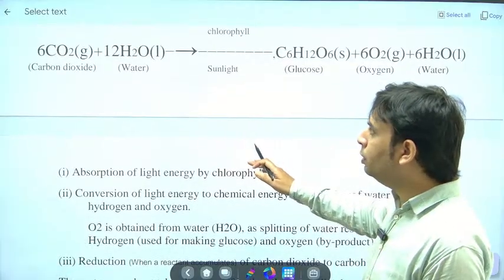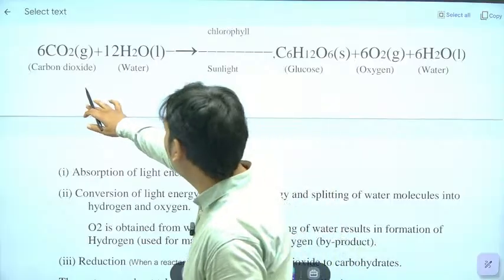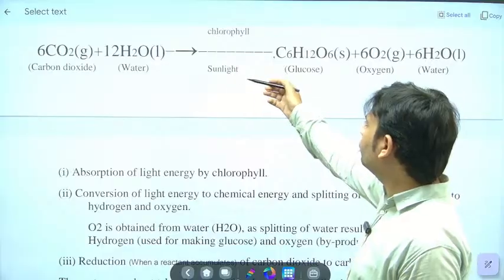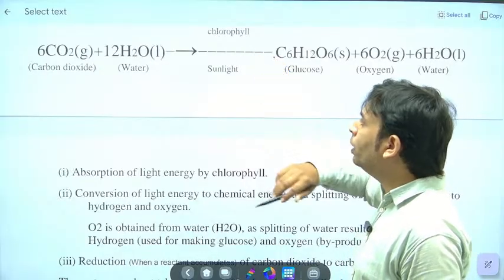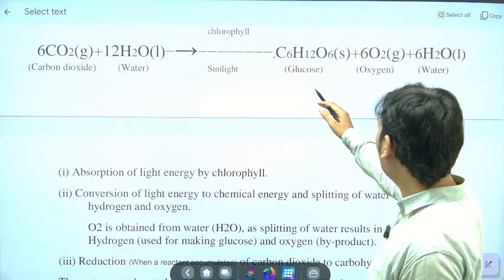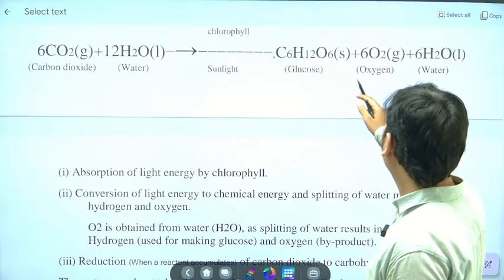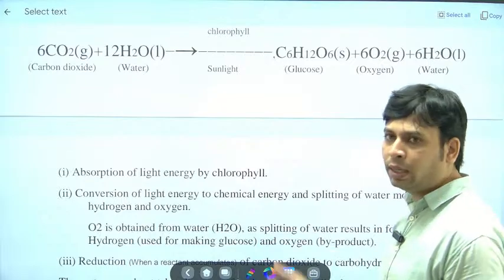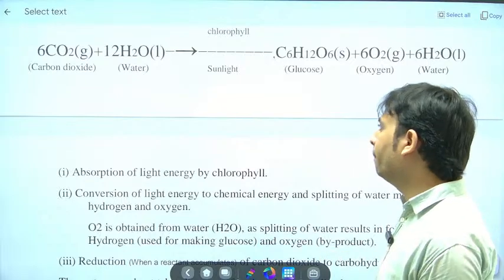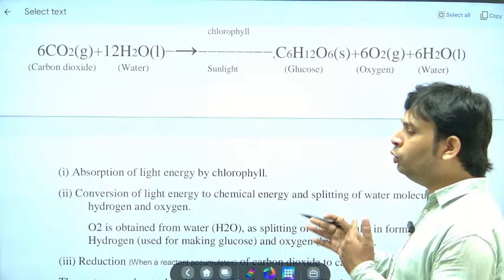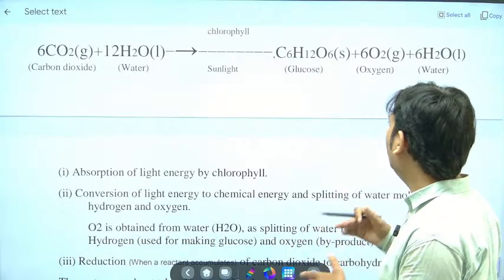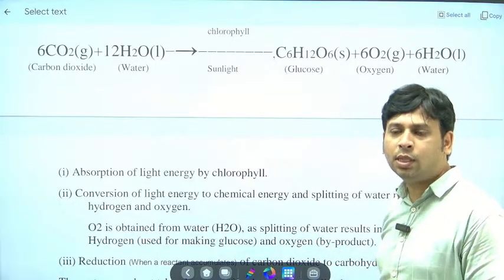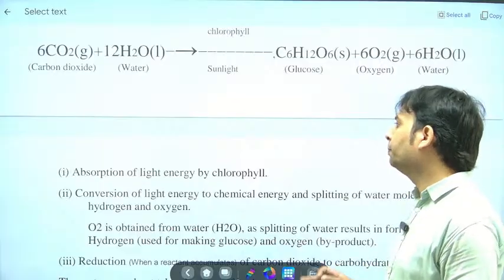Look at this equation. This is carbon dioxide, this is water, and in the presence of sunlight, in the chlorophyll, it converts into glucose in the solid form, and oxygen in gaseous form is released, and water also in liquid form. So you must remember this equation and practice this, because this equation is frequently asked.